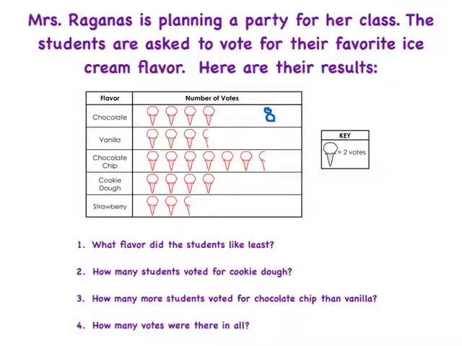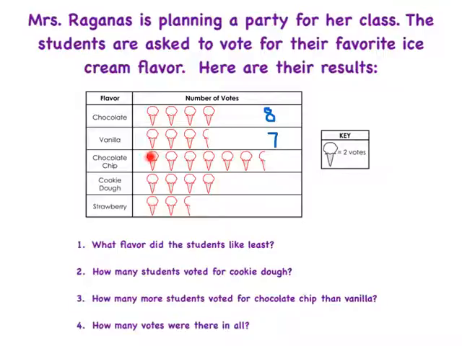The next one says vanilla. And this would be 2, 4, 6. Oh, what's a half of 1? Well, a half of 2 votes would be 1 vote. So I would have 2, 4, 6, and then one more would be 7.